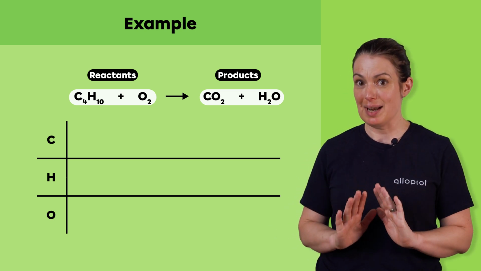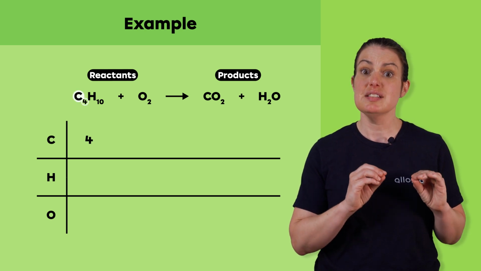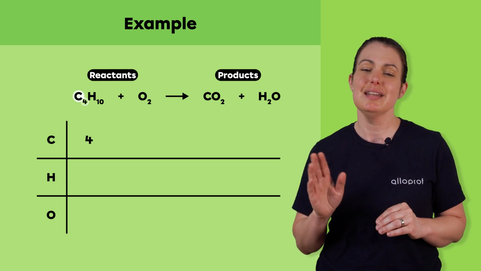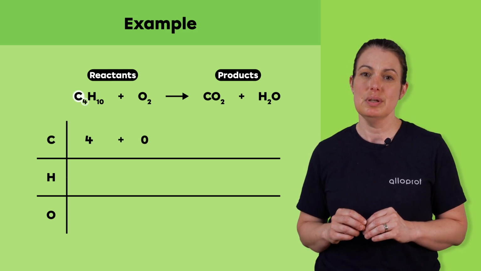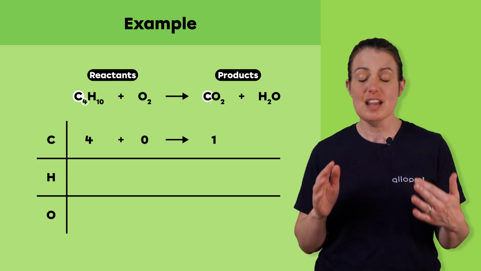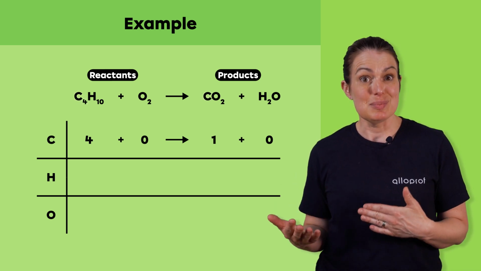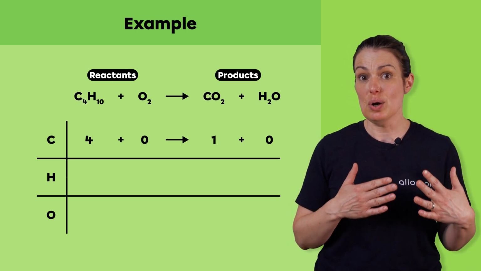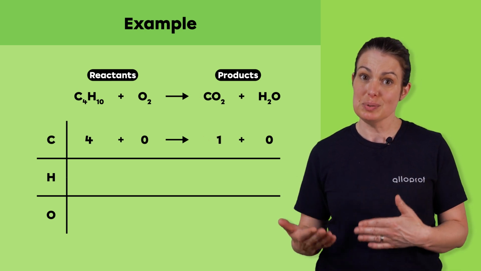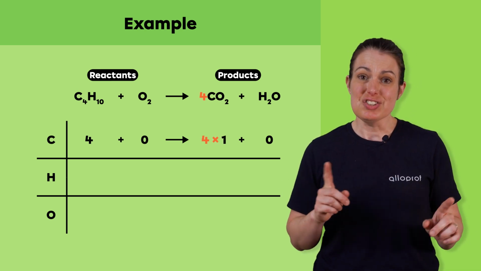Let's start with the carbon atoms. On the reactant side, there are 4 carbon atoms in the C4H10 molecule and none in the O2 molecule. On the product side, there is 1 carbon atom in CO2 and none in H2O. To balance the number of carbon atoms in the equation, we need to add a coefficient of 4 in front of the CO2 molecule. There are now 4 carbon atoms on each side of the reaction.